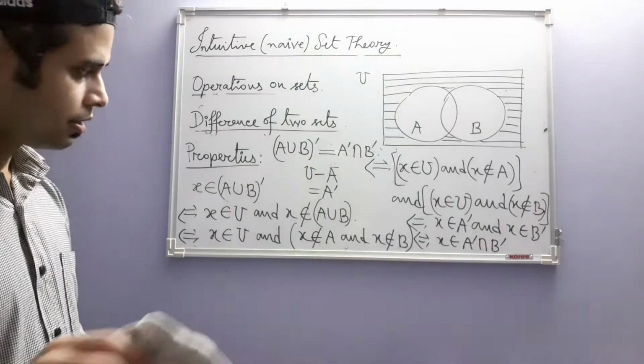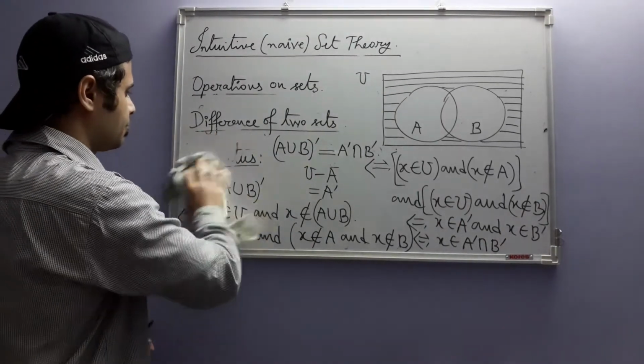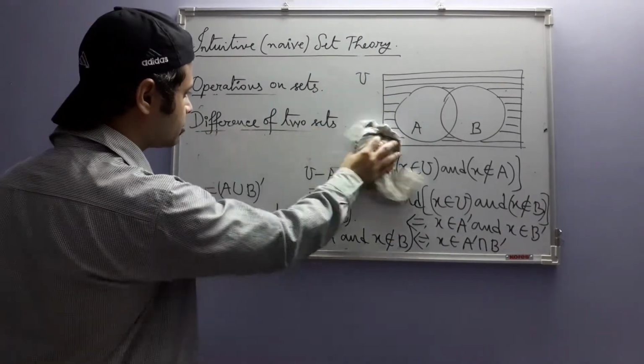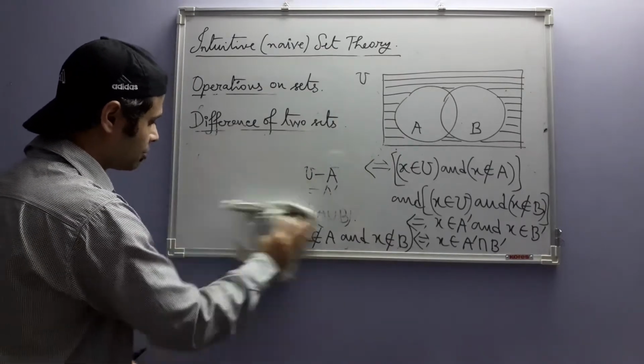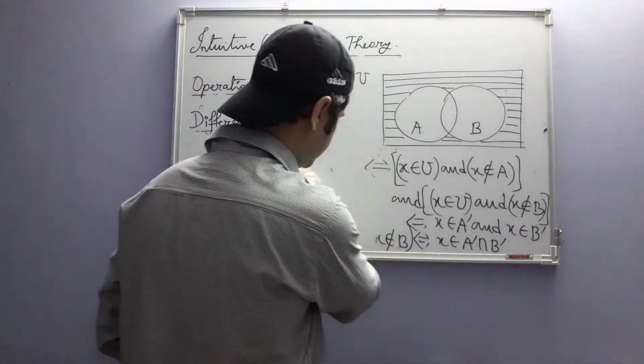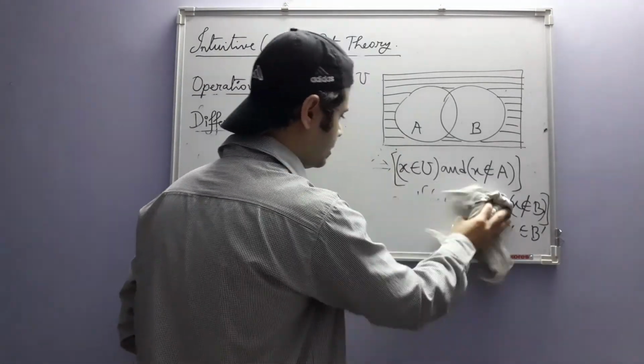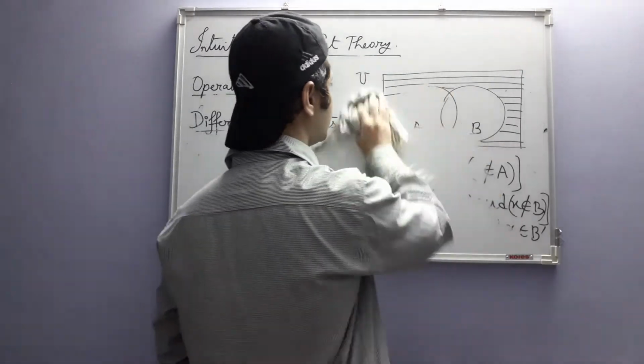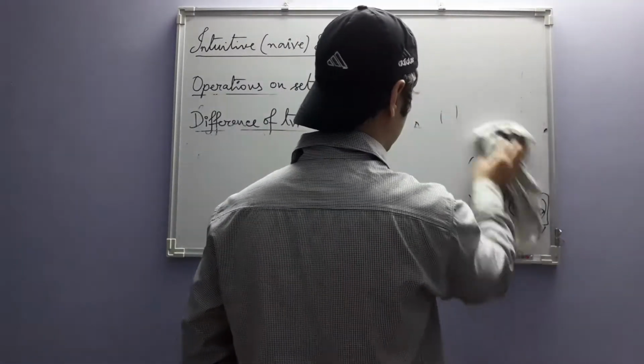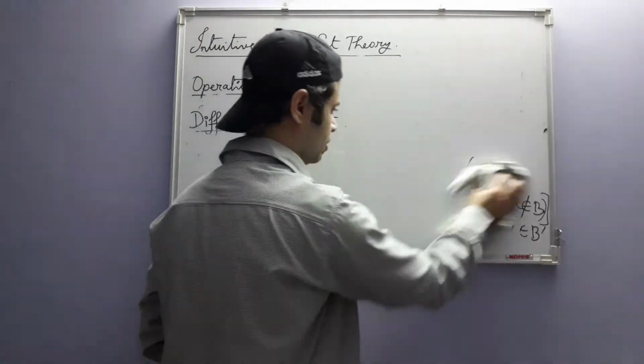Okay, now I have forgotten to tell you about one, or actually two, laws that involve both union and intersection. They are called distributive laws.